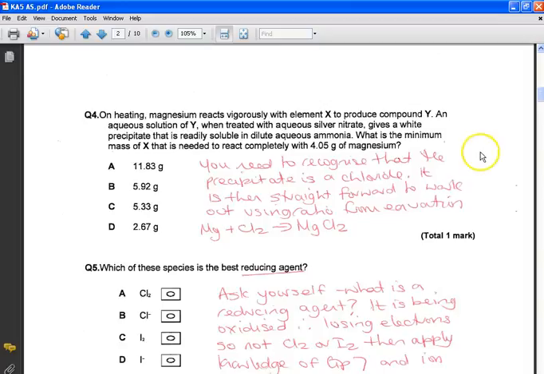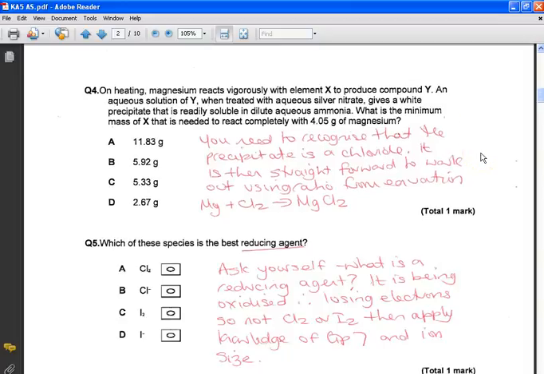Okay, question 4. The first thing to do here, obviously, is to recognise that you're forming a chloride. So you need to know the test for halides. Once you recognise that it's a chloride, as it says here, it's straightforward to work out using the ratio 1:1 from the equation.